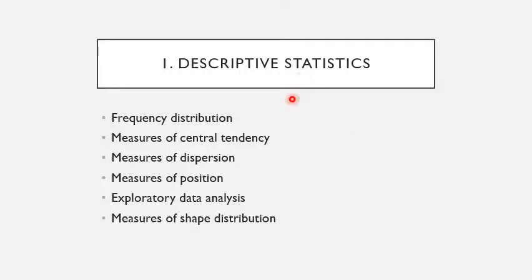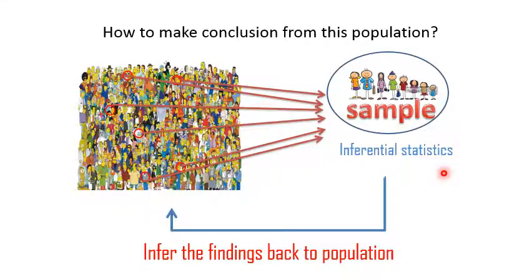In descriptive statistics, we can do a frequency distribution, we can measure the central tendency and also the dispersion and position, and we can also explore the data and measure the shape of distribution. It's either a nice bell shape, which is the normal distribution, or a skewed distribution, which we call a non-normal distribution. So that is how we describe the population.